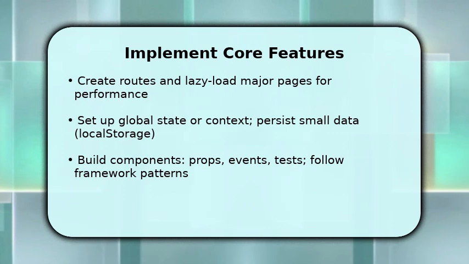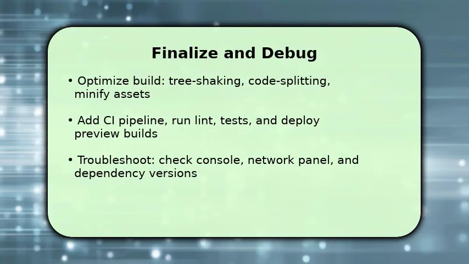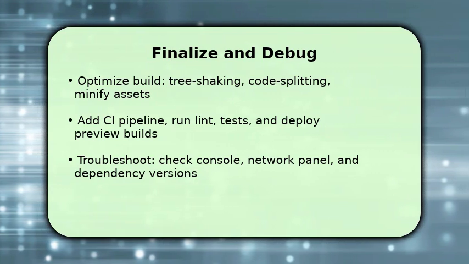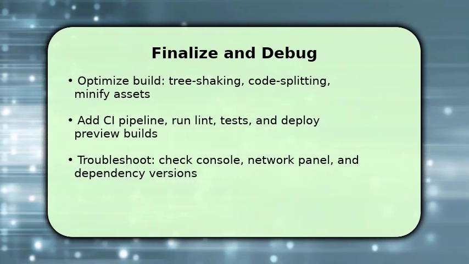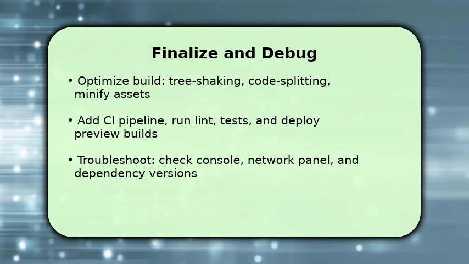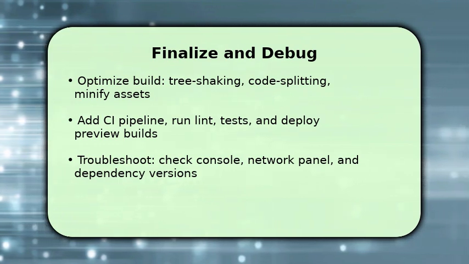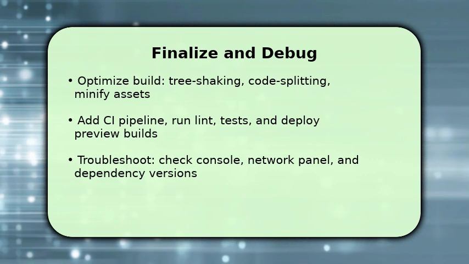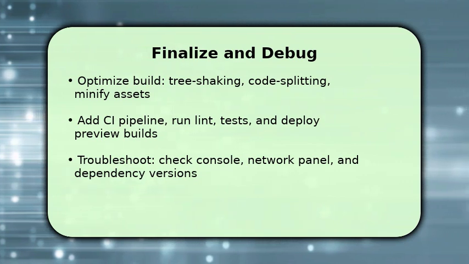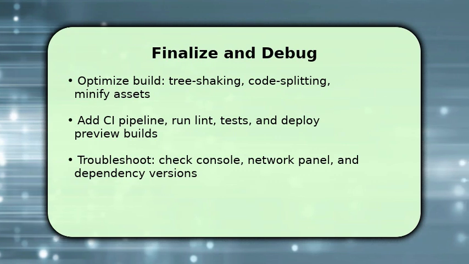You finish by optimizing the production build. Enable tree shaking, code splitting, and asset minification to reduce payload. Then add CI that runs linting and tests, and deploy preview builds so stakeholders can verify changes. Make sure environment variables are configured correctly before release.